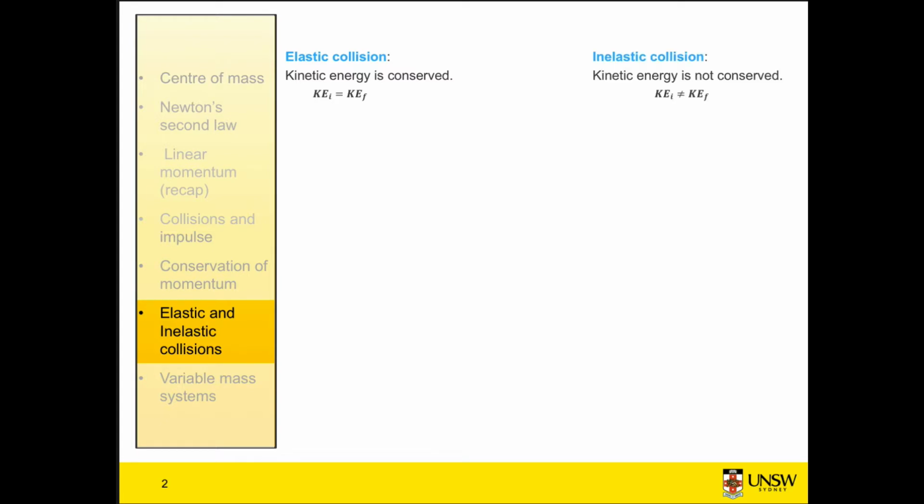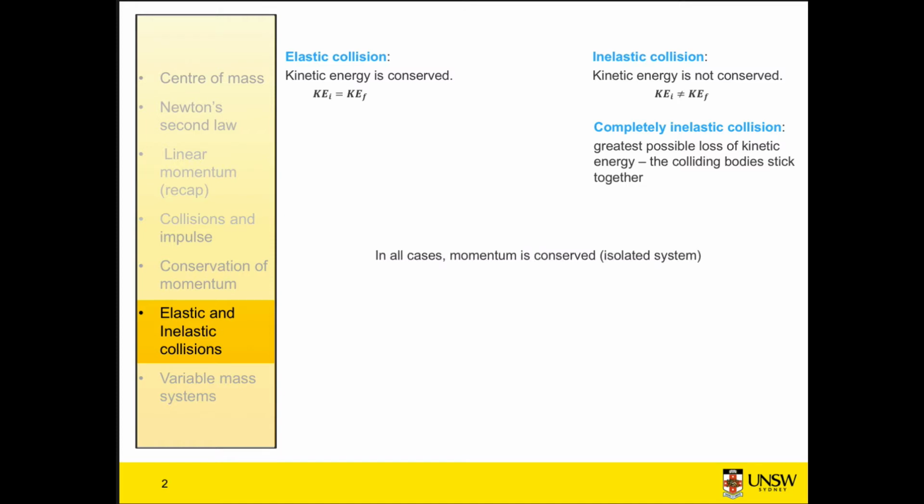The second type of collision is an inelastic collision, in which kinetic energy is not conserved. So at some point during the collision, the kinetic energy is converted to a different type of energy. And then there is the other extreme, which is a completely inelastic collision. And this is the type of collision which has the greatest possible loss of kinetic energy, which occurs when the colliding bodies stick together.